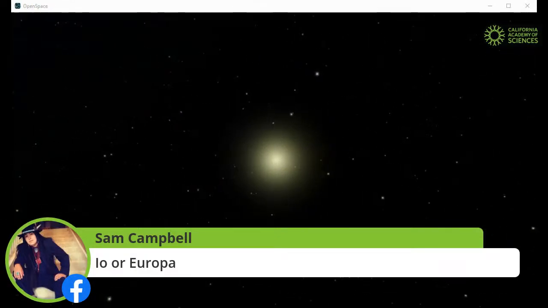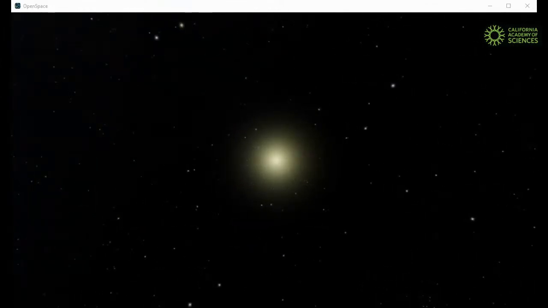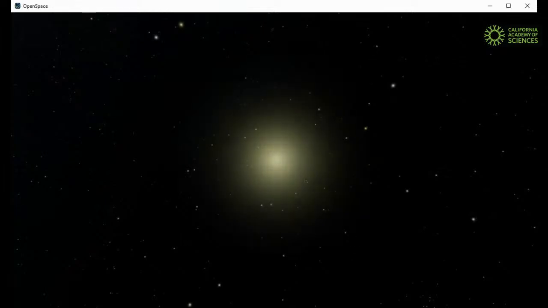Io or Europa, great idea, Sam. That sounds like a perfect Earth analog kind of thing to do. Why don't we do both? Okay, so we are currently targeted Europa. You'd never know it because we're still like a light year's distance away. But as we zoom in, we are going to go see the surface of Io up close.